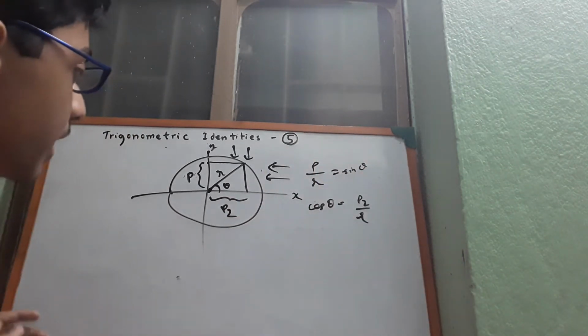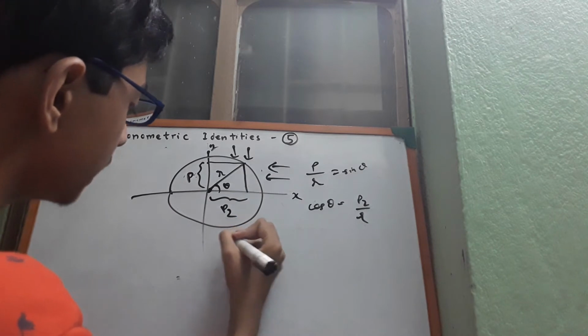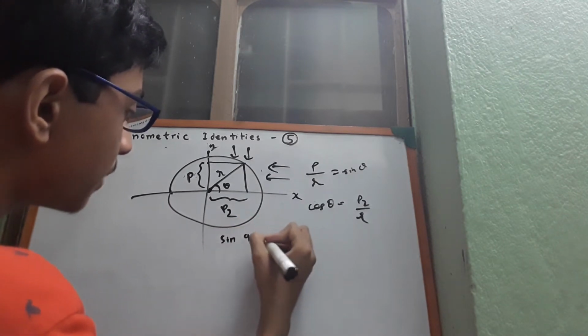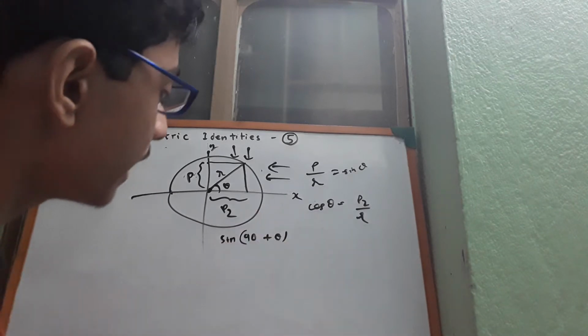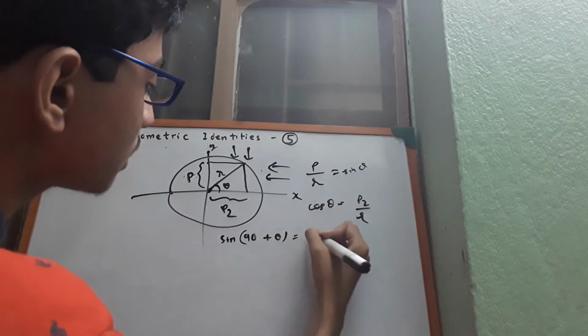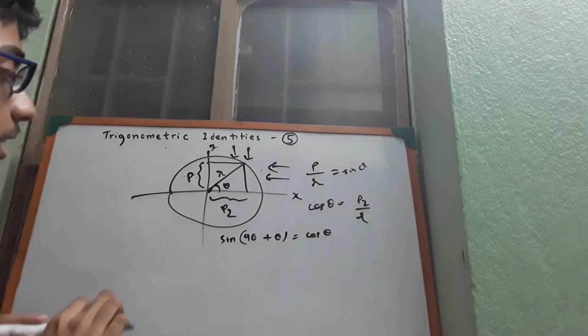Okay, right, now we may consider the interesting question. What is sine of 90 plus theta? Now we know sine of 90 minus theta is cos theta, but what is sine of 90 plus theta? Well, this also comes out to be cos theta, but let's see how.